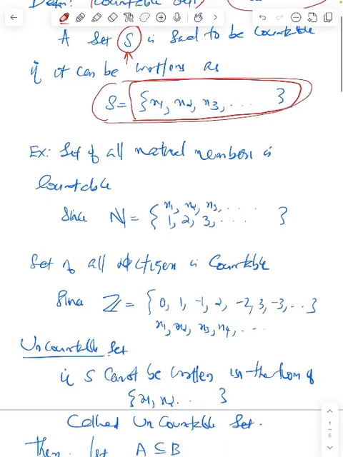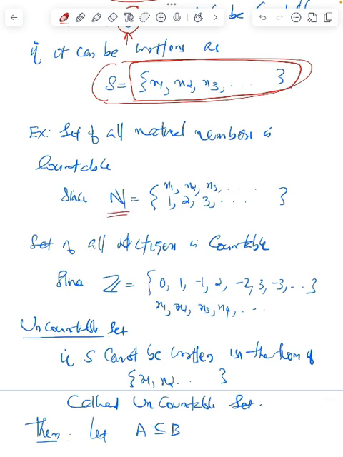For example, consider the set of all natural numbers N. We know that the set of all natural numbers is 1, 2, 3, 4, etc. We can write it as x1, x2, x3, etc., where x1 equals 1, x2 equals 2, x3 equals 3, etc. So we can say that the set of all natural numbers is a countable set.